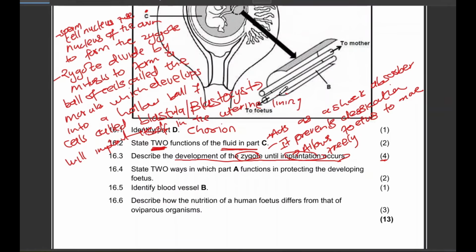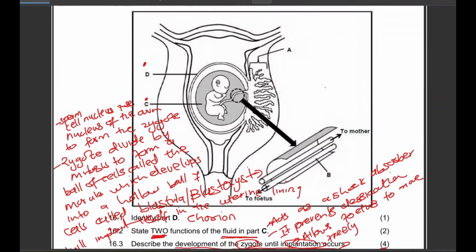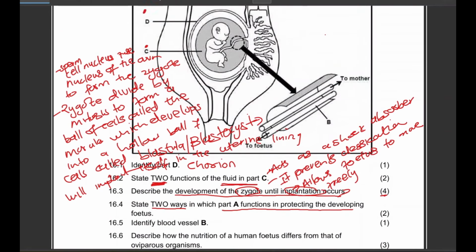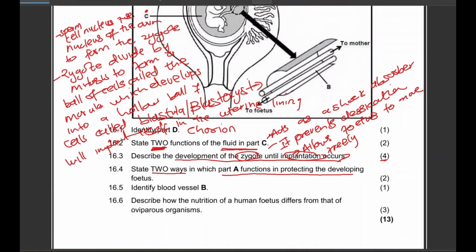State 2 ways in which Part A functions in protecting the developing fetus. I want us to break down the question, guys. We need to understand exactly what the question is asking from us. We need to state 2 ways in which Part A functions in protecting the developing fetus. What is Part A? Okay, I see what Part A is. That is the placenta, right? So we're basically talking about how the placenta functions in protecting the fetus that is developing in the uterine lining.